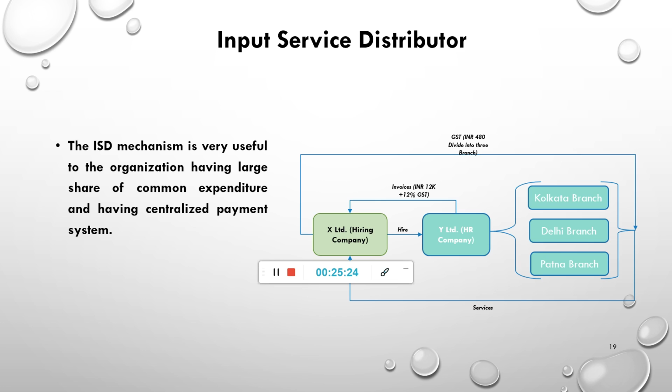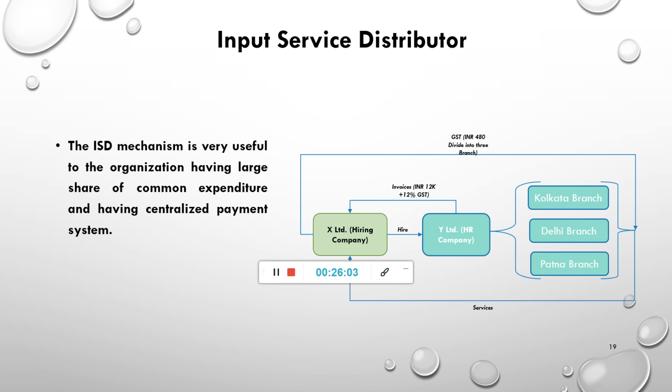Good examples of ISD are marketing services, insurance, telecommunication services, software services, banks, and HR consulting firms. Since the common expenditure is meant for the business of all units, it is natural that the credit of input service in respect of such common invoice should be apportioned between all consuming units. The ISD mechanism enables such proportionate distribution of credit of input service among all the consuming units.